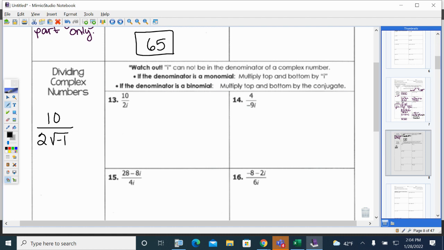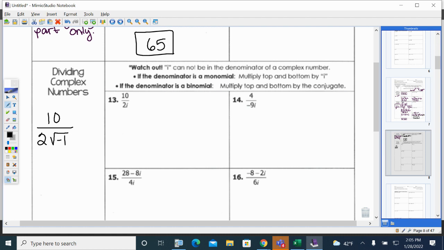So number 13, I rewrote it. Instead of using the i, I rewrote it using a radical. You would have learned how to rationalize a denominator back in geometry. So that's why you cannot have an i in the denominator, because i does represent a radical and we're not allowed to have radicals in the denominator. If the denominator is a monomial, multiply the top and the bottom by just plain i. If the denominator is a binomial, we're going to multiply the top and the bottom by the conjugate. So let me show you an example of both.